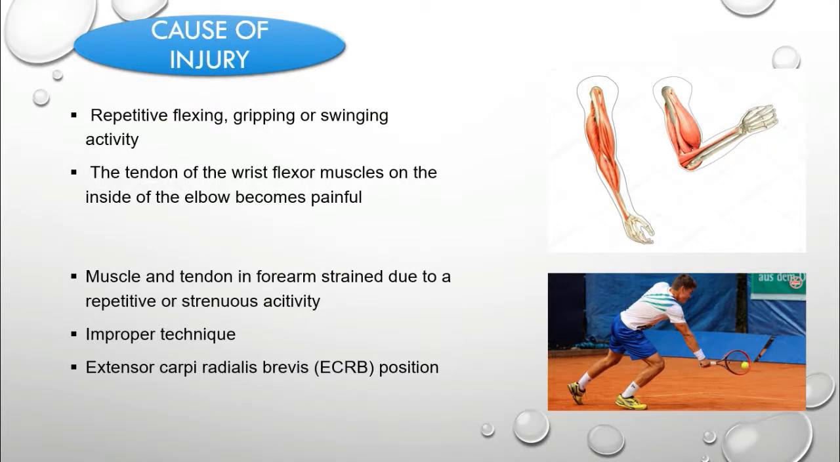Causes of injury of tennis elbow and golfer's elbow: repetitive flexing, gripping or swinging activity, and improper technique in any kind of sport. Then there is the extensor carpi radialis brevis position. For example, during a ground stroke backhand in tennis, when the ECRB is weakened from overuse, microscopic tears form in the tendon where it attaches to the lateral epicondyle.